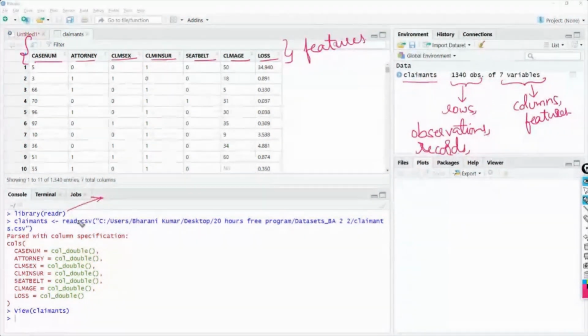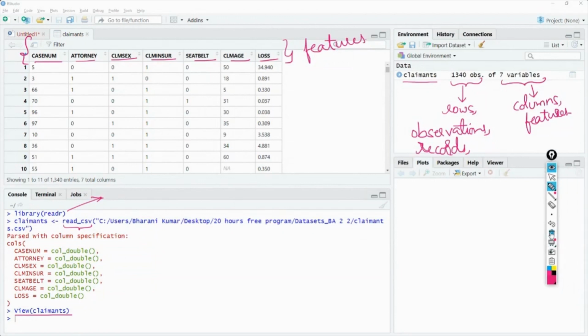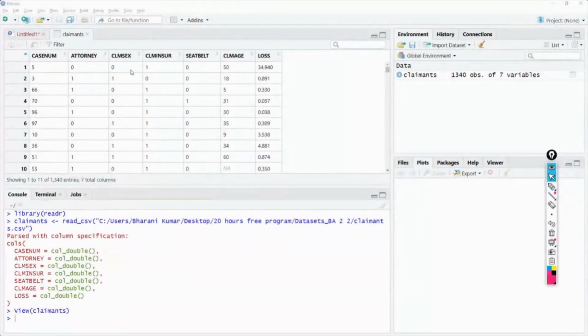And you have this library readr which got triggered. Within this library or package of readr, you have this function called read underscore CSV. Within the double quotes, you give the complete path of your file along with the name of the file and the extension. And View of claimants, with capital V, will actually show you this database.